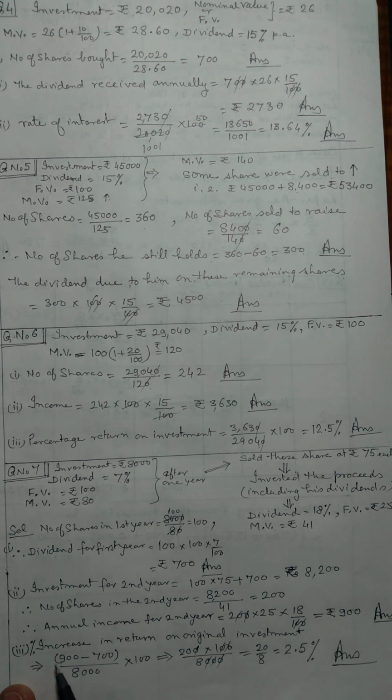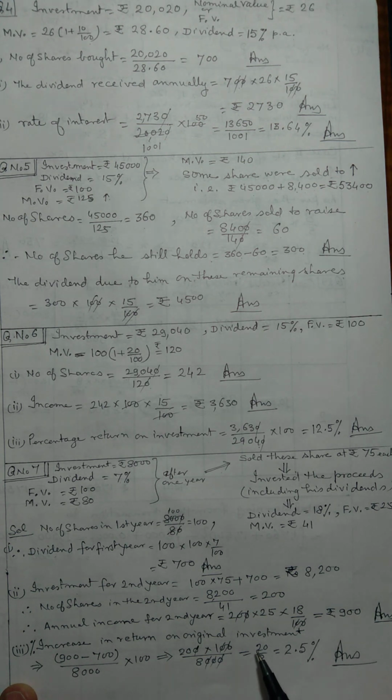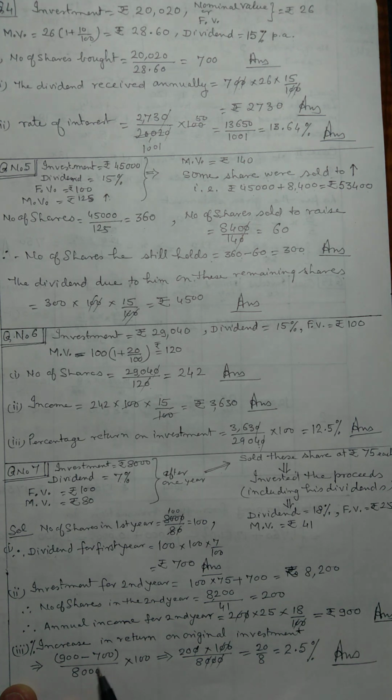Now the third part, that is percentage increase in return on the original investment. That is, 900 minus 700 whole divided by 8,000 into 100. So just subtract it, you will get 200 into 100 whole divided by 8,000. It will be equal to 20 divided by 8, which will be further solved to 2.5%. This will be the answer.